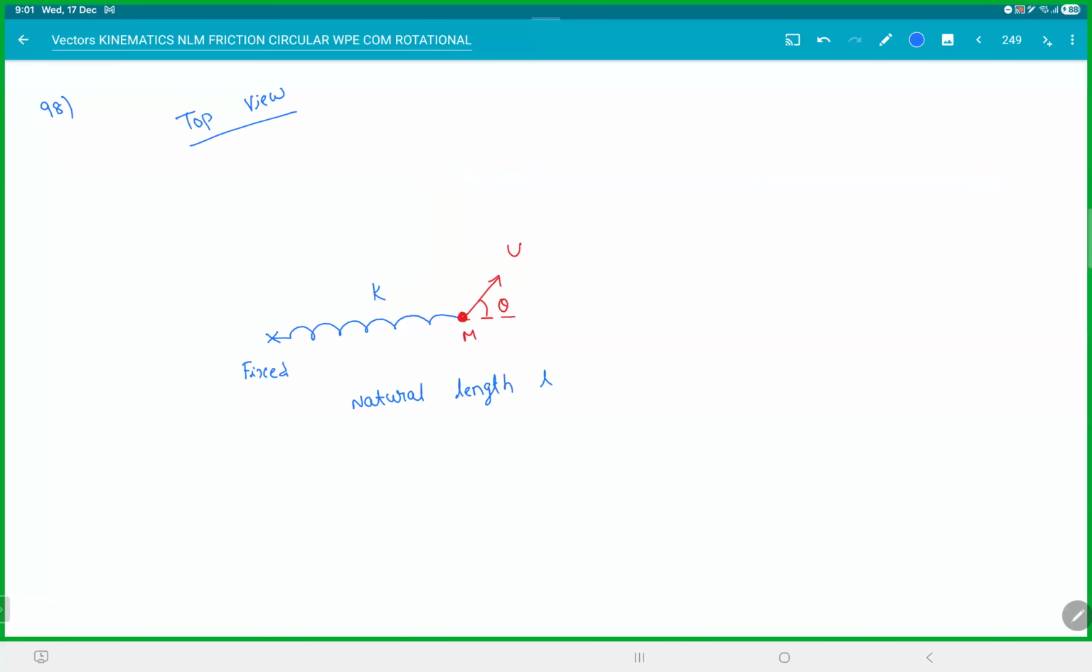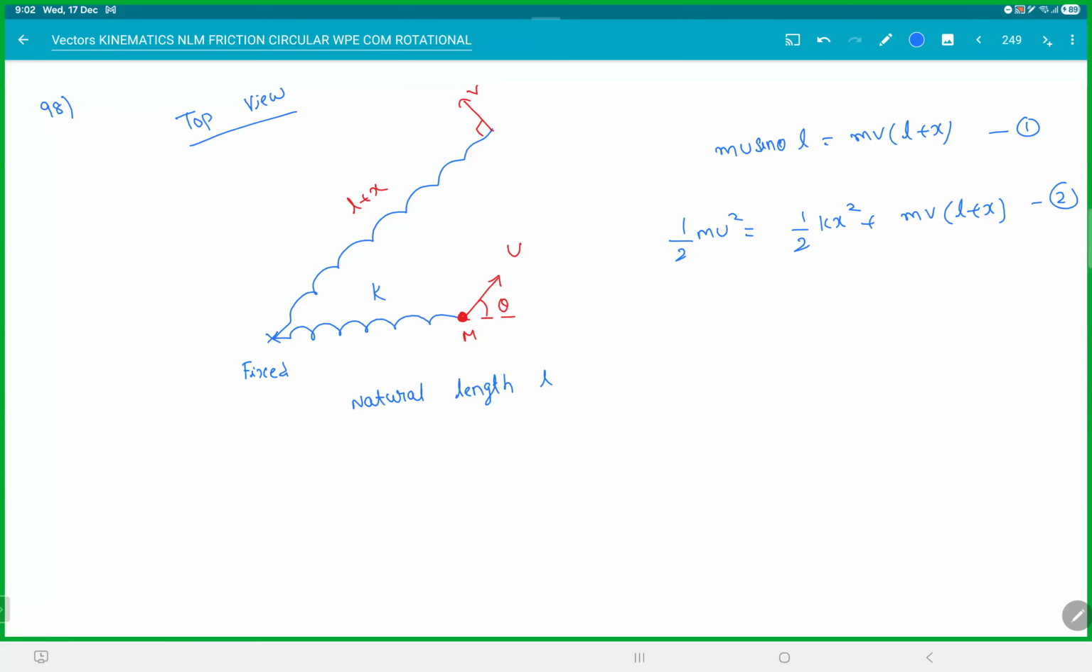How will the final picture look? In the final picture, the velocity will be perpendicular to the spring, and the length will be L plus x. Why is it perpendicular? If there were a velocity along the spring, the spring would continue to stretch. Conservation of angular momentum: m u sin theta L is equal to m v (L plus x). Conservation of energy: half m u squared is equal to half k x squared plus half m v squared. You solve this and you get a quadratic. One root is the maximum compression, one is the maximum elongation.